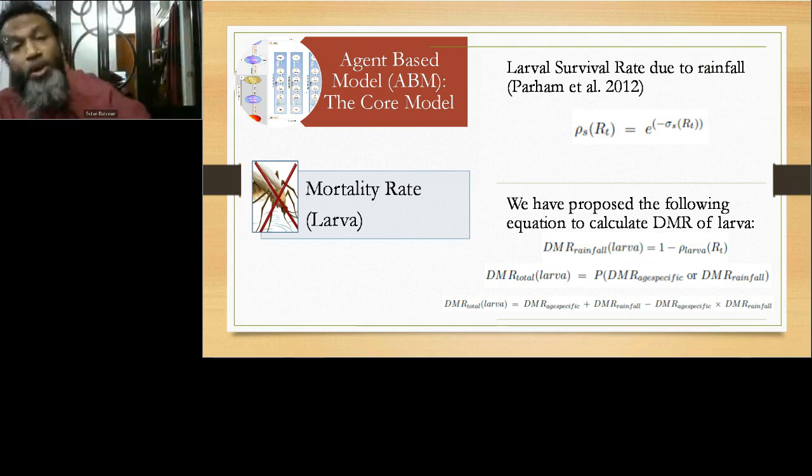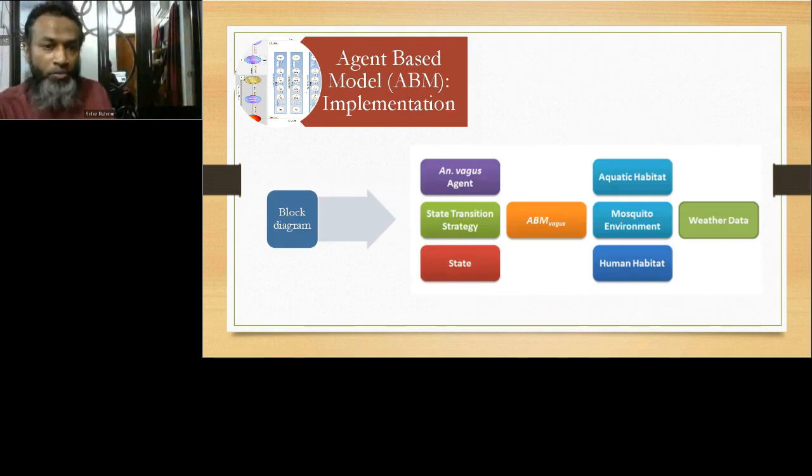So, with all these basics, we are now ready to implement the model. If you see the block diagram, we have agents, we have states, we have state transitions, we have environments, we have aquatic habitat, we have human houses, we have to use the weather data, and so on. So these are the basic components of this model, and they are interacting with each other.